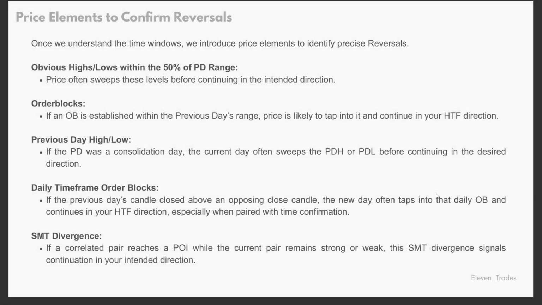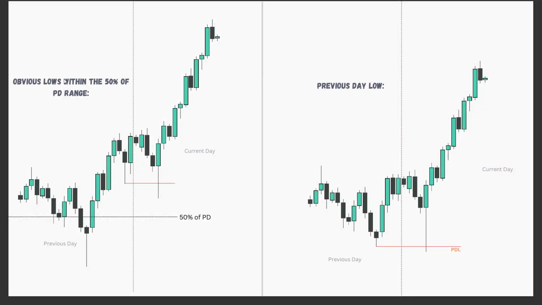Now we will add the price element to confirm the reversal. So once we understand the time windows for the reversal, now comes the price element. The first price element would be obvious highs or lows within the 50% of the previous day's range. So this is the reversal day. Now for the next day, we would find obvious highs or lows, and the reversal will occur around them and above the 50% of the previous day's range or the previous day's wick range.